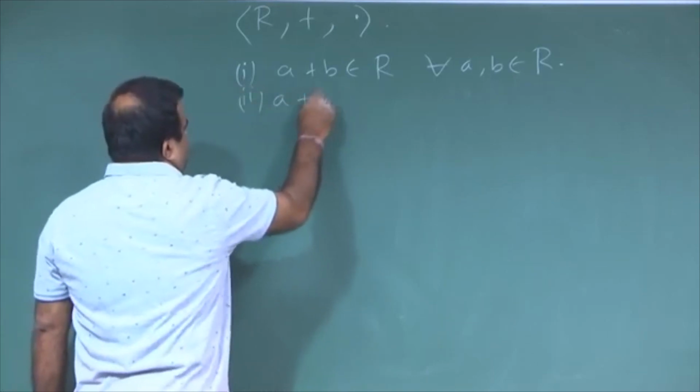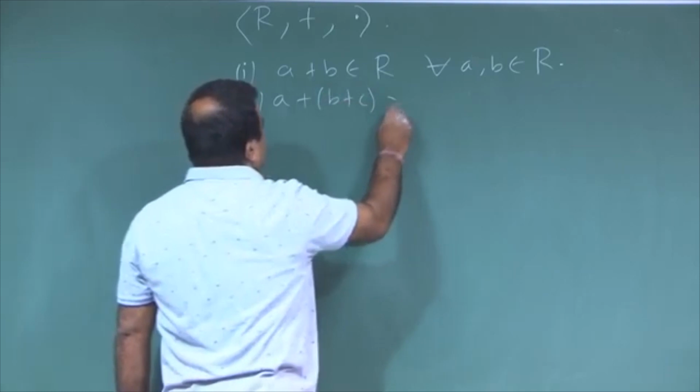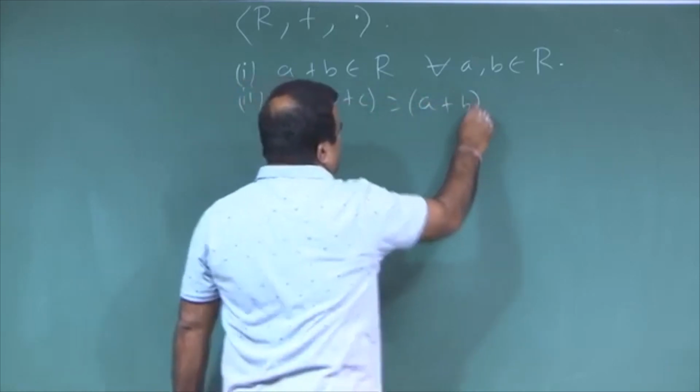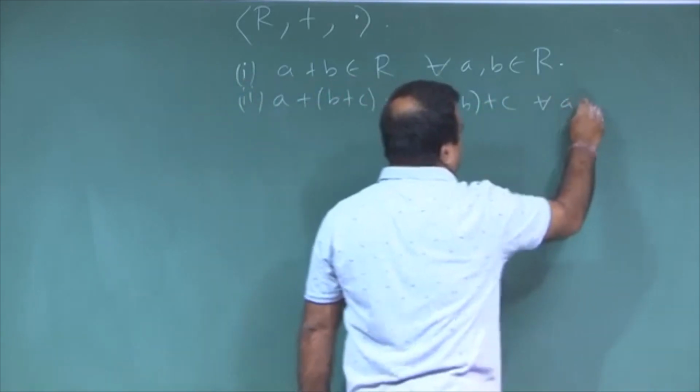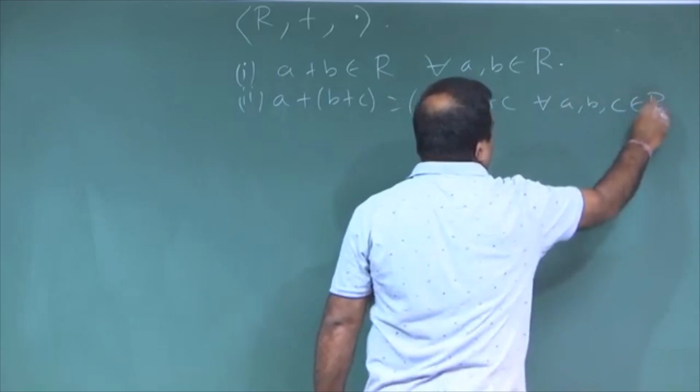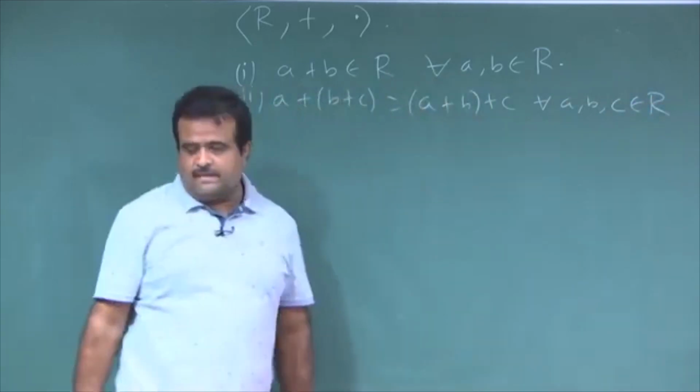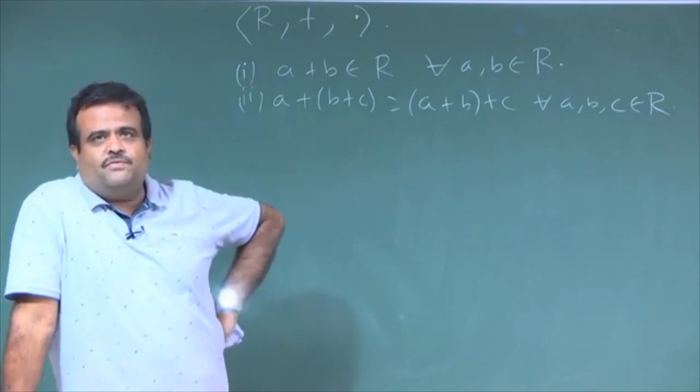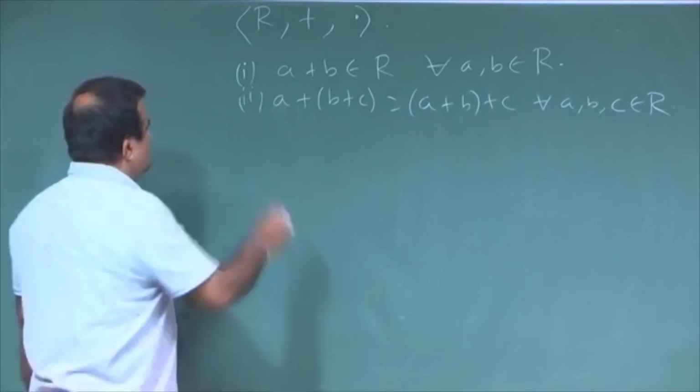Second is A plus B plus C must be A plus B plus C. This is true for all A, B, C belongs to R. This is the associativity property of this plus.